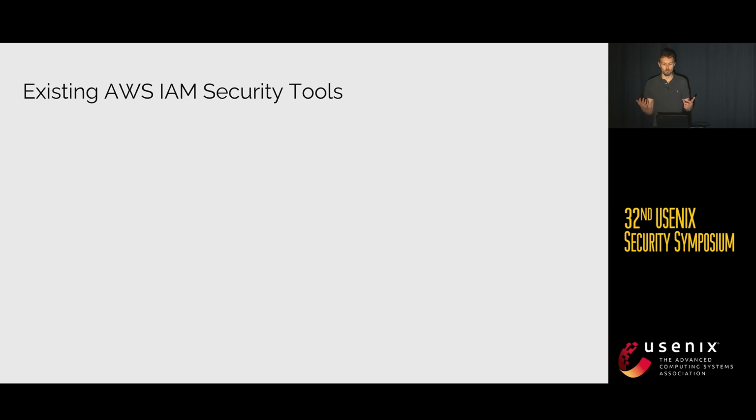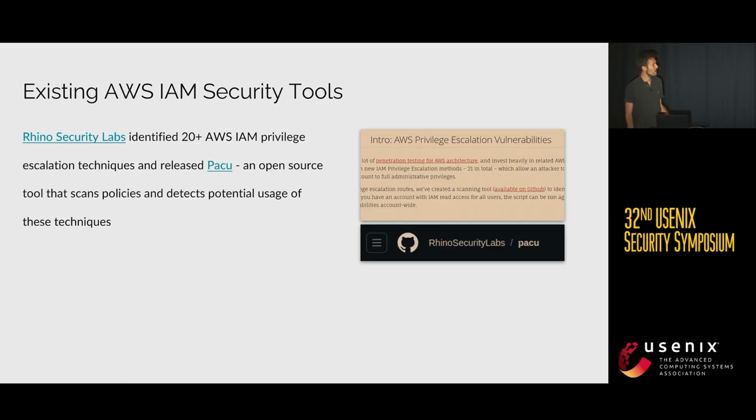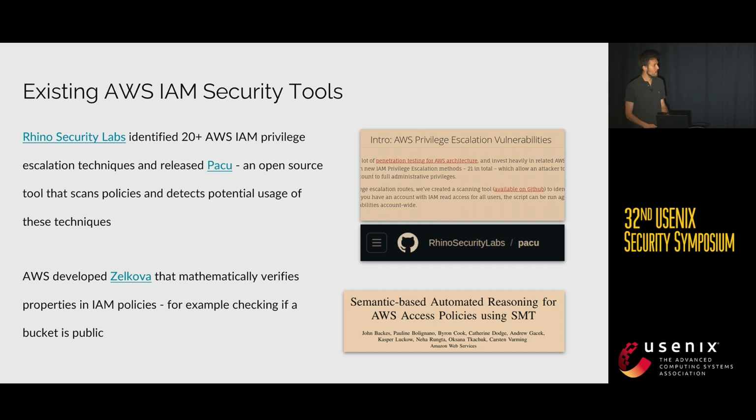So some tools are already dealing with this problem. Rhino Security Labs company, for example, published an article describing 20+ privilege escalation techniques in AWS IAM. So put role policy action is one of those. And they released Pacu, an open source tool that syntactically scans IAM policies and detects instances of those actions in the policies. And also, AWS themselves developed Zelkova that uses semantic-based automated reasoning. They build a mathematical model of IAM policies, and they attempt to answer if a bucket is exposed to the public.